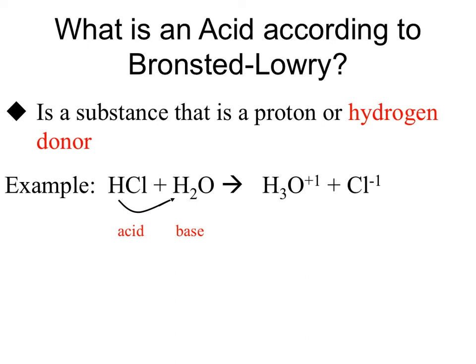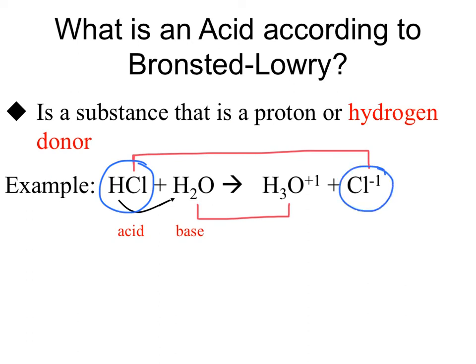So in this kind of example, the first thing that I want you guys to do is take a look at the left side and the right side of the equation, and I want you to make connections between the substances that look very similar to one another. Notice that the HCl has become Cl-. What that means is it has lost or given up or donated a hydrogen ion, and thus it's classified as an acid.